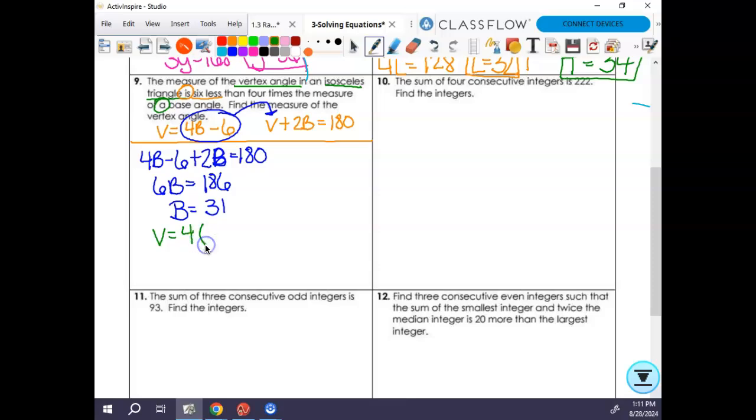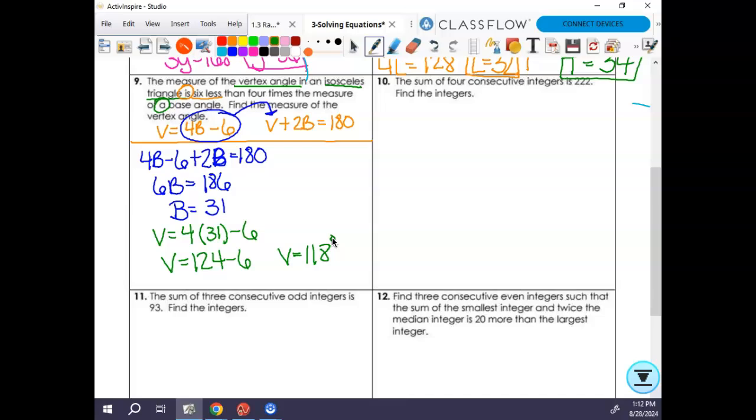4 times B, which is 31, minus 6. So remember, multiplying by 4, I double it and double it again. 31 times 2 is 62. I double 62 and I get what? 124? 124 minus 6? Yes? Yeah, that's right. And then that means that V is equal to 118 degrees.